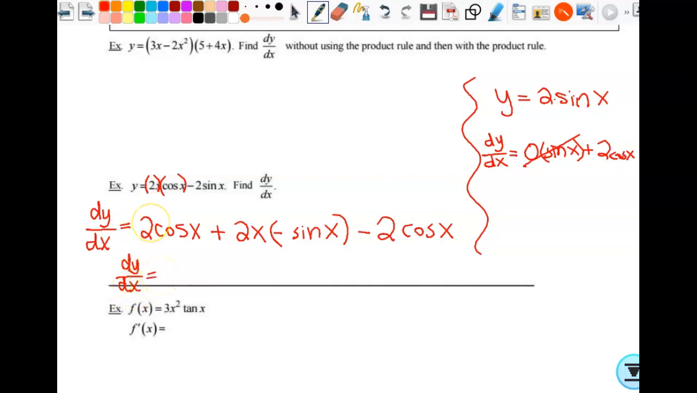So the 2 cosine x, and I'm taking away 2 cosine x. That combines to be 0. We have 2x times negative sine x. So negative 2x sine x. That would be our multiple choice answer. Good?